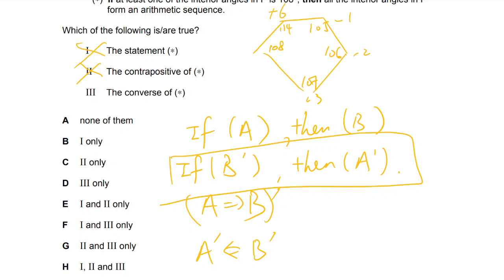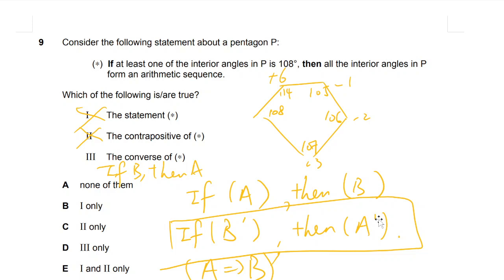Okay. Then how about part 3, the converse of it. What does the converse mean? The converse means that you directly swap it around, i.e. if B, then A. So let's read the statement. If all the interior angles in P form an arithmetic sequence, then at least one of the interior angles in P is 108 degrees. Is that true?